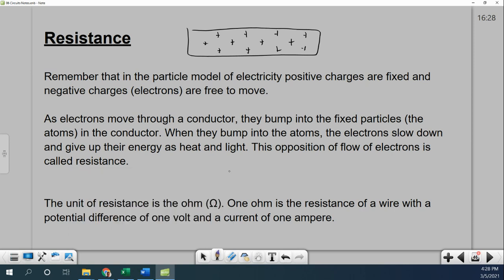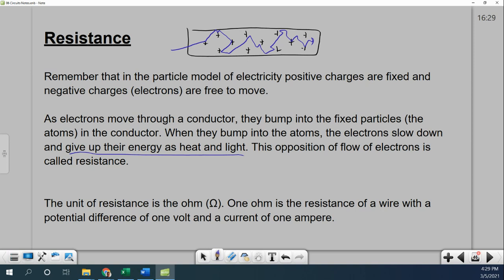And so if I want to travel as an electron, oh, I'm going to hit that one, and that one, and that one, and that one. They're going to get bumped generally. They might go backwards occasionally, but they're going to run into all of these fixed nuclei on their way through the wire. So when they bump into these atoms, the electrons slow down just a little bit and end up giving up their energy as heat or light.